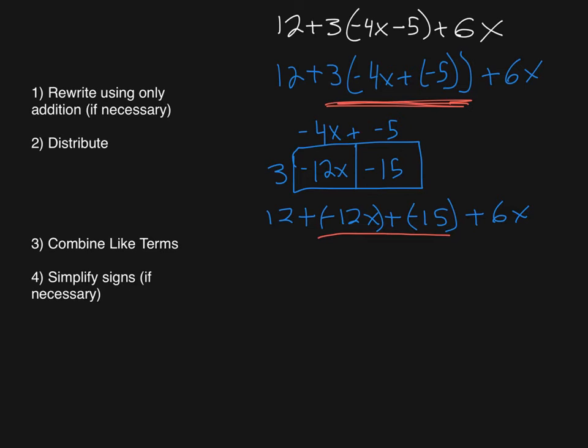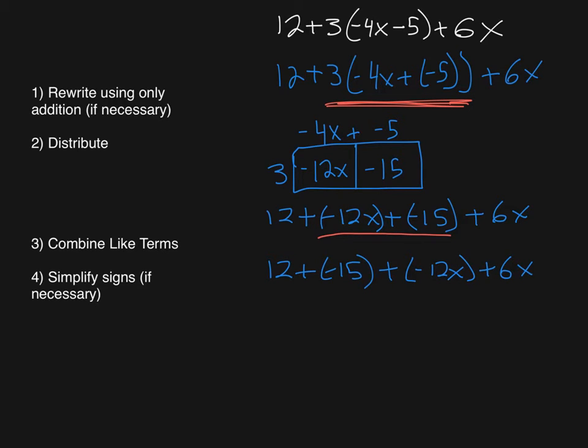Now, we're going to combine like terms. We're going to rearrange these. I have 12, and this -15 is a like term because they don't have any variables. 12 plus -15. And I have 2 x terms. We're going to put those at the end here.